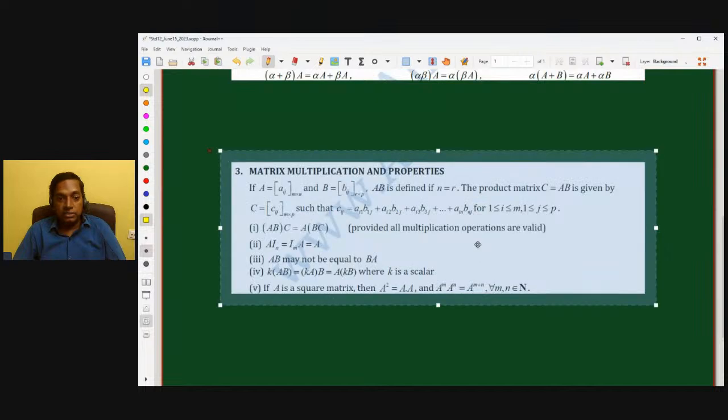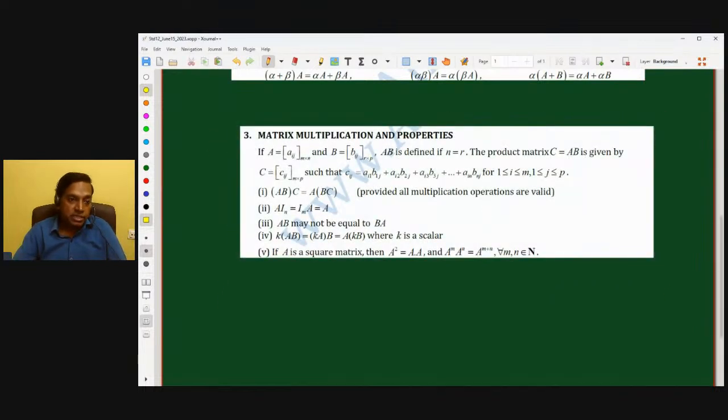multiplication of matrices. Matrix multiplication is defined as C = AB, where C = [Cij] is m cross p, given by this. Matrix multiplication has this beautiful property that associativity is true even though multiplication is defined in a complicated way. But commutativity is generally not true. And for square matrices you can define things like A square, A cube, etc.